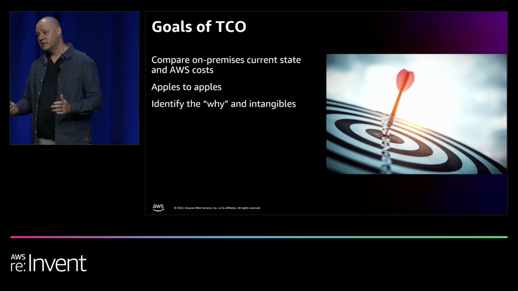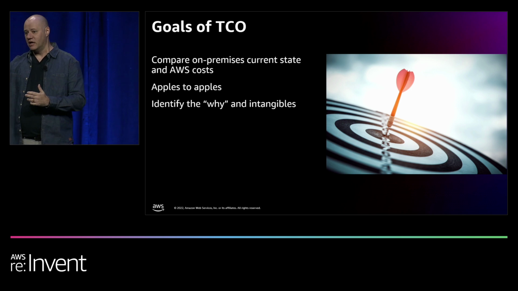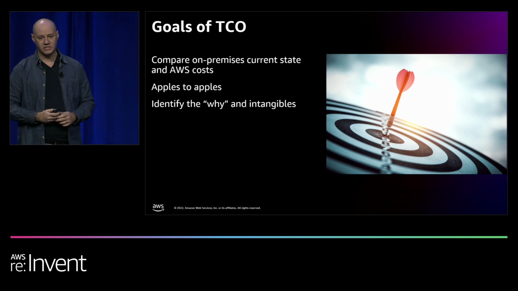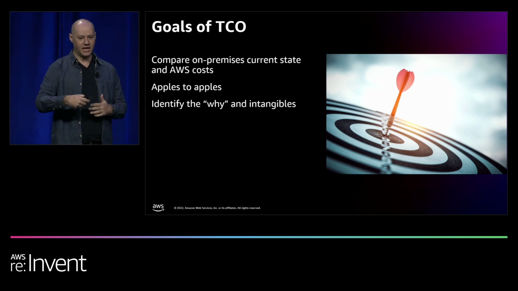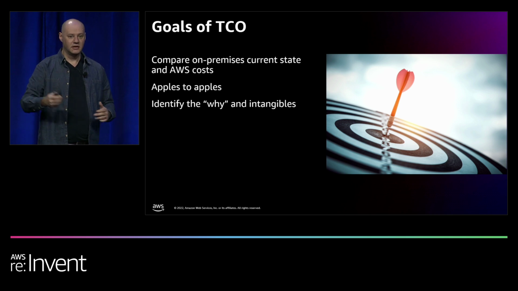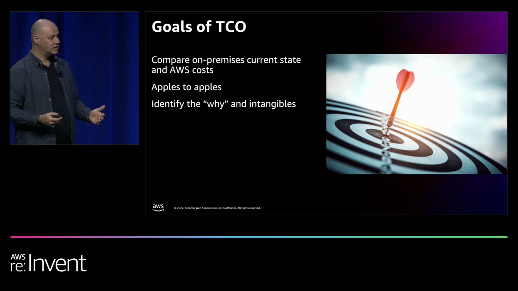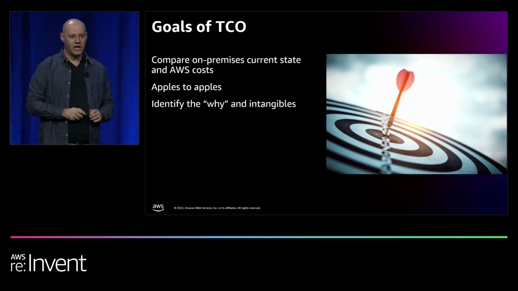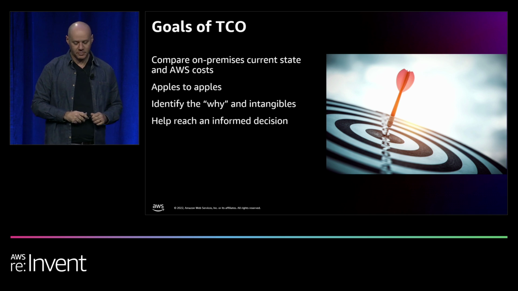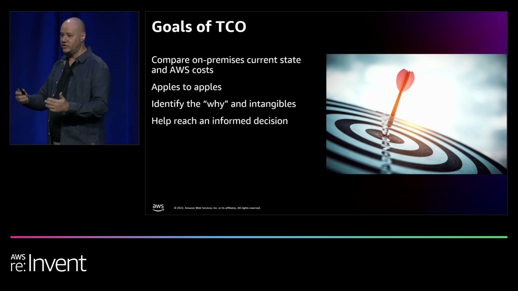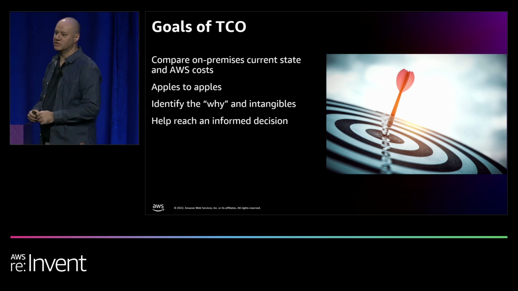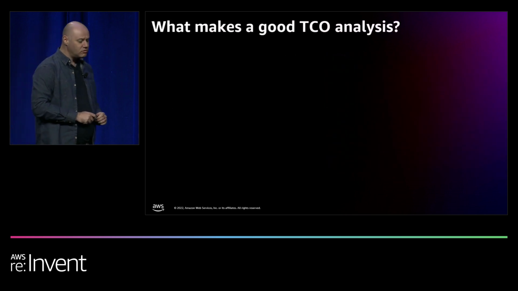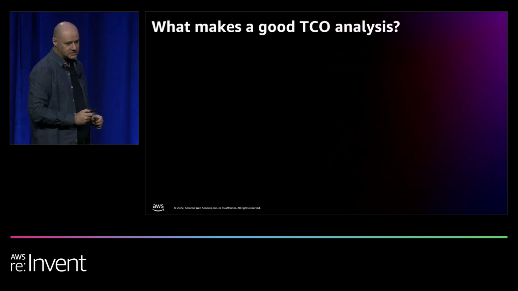We also want to understand the why. Why is the customer migrating? Normally, this is a technical discussion, but you also have to take a look at the business reasons. Why are they migrating? Are they exiting the data center? Do they want to enhance their security posture or their resilience for their application? So we need to understand why they are moving to AWS. And we need to help the customer reach an informed decision. We want what's best for the customer, so we want the customer to be successful in this transition to the cloud. So what makes a good TCO analysis?